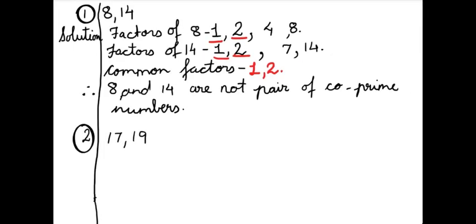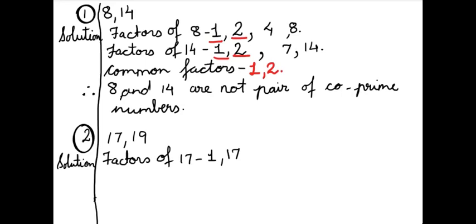Now we will solve sum number 2. So I have taken 17 and 19. Okay. So first we will find out the factors of 17. What will be the factors of 17? Students, 17 will have only two factors. They are 1 and 17. Can you give me the reason why? Correct. 17 is a prime number. So its factors are 1 and the number itself.